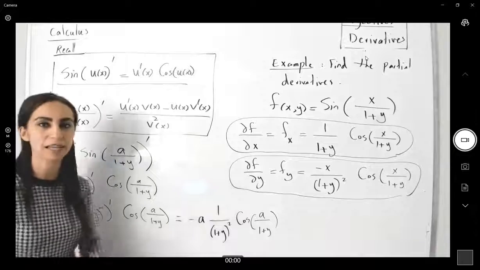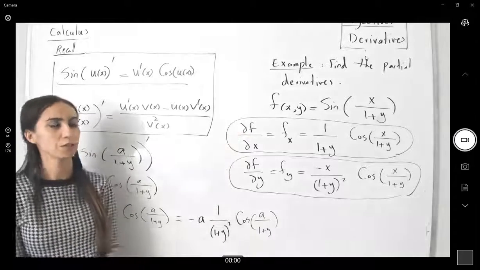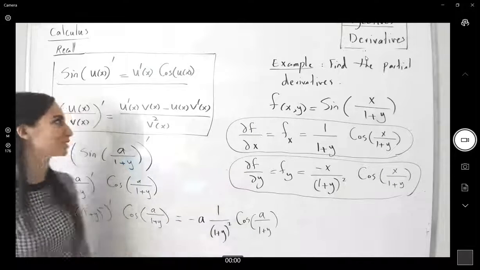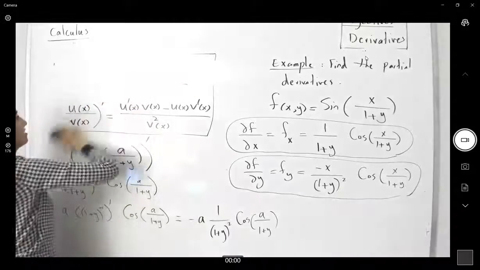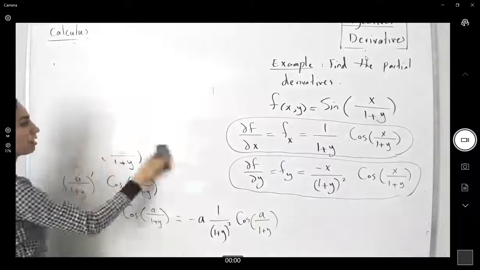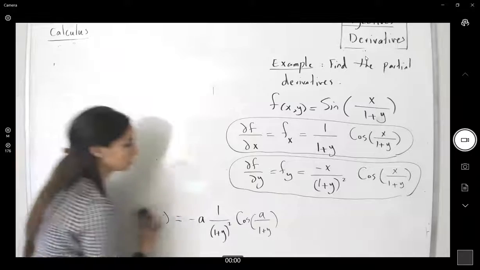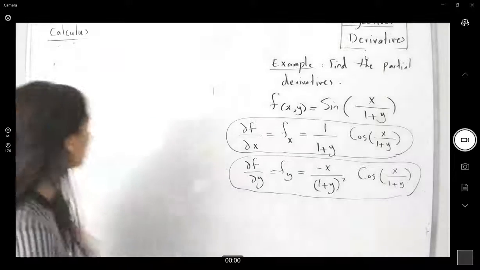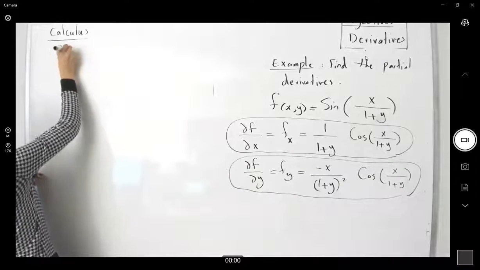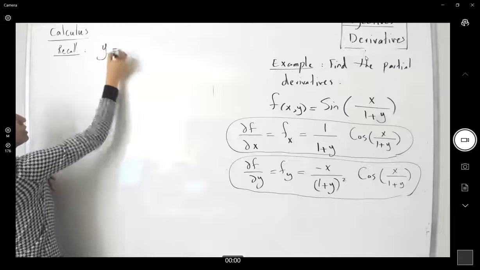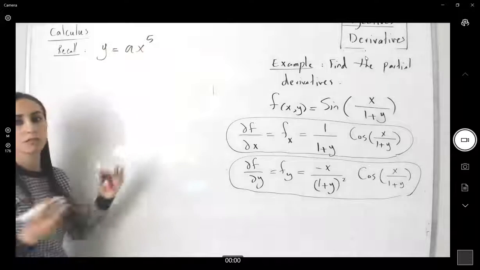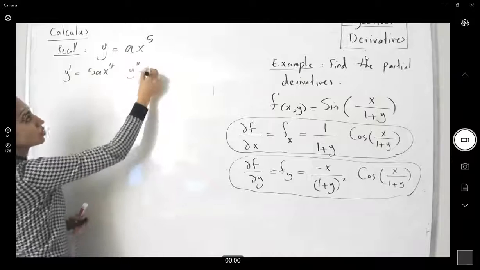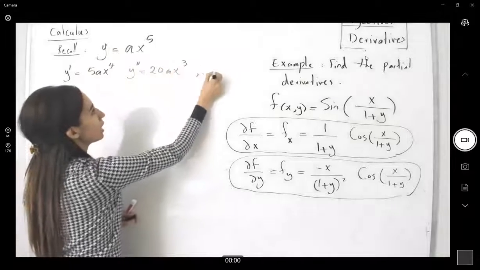Well, now I expect you to ask, you took the first partial derivative of the function. Can we take the second partial derivative of the function? Yes, of course. Recall that in elementary calculus, you have just one variable, and you keep taking the derivative of the function with respect to that variable. Like if you have y equals a x to the fifth, the first derivative of the function is 5a x to the fourth. The second derivative of the function is 20a x to the third, and so on.